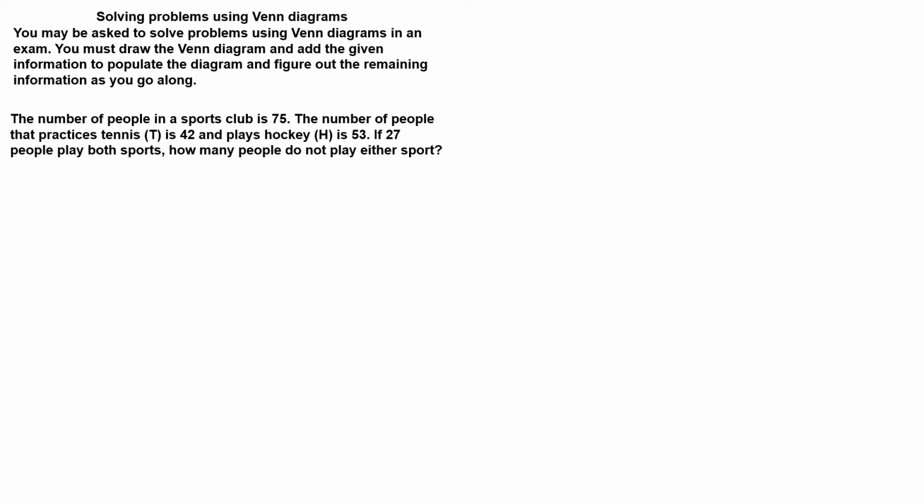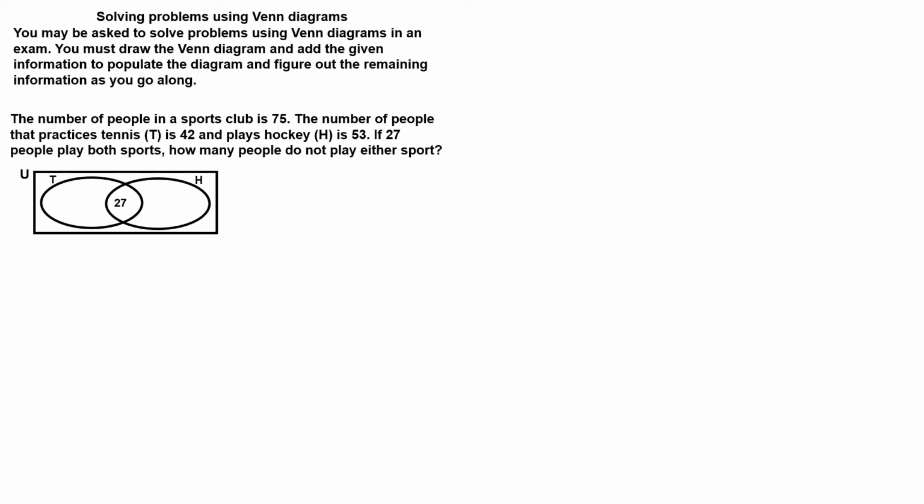Let's draw a Venn diagram to represent the situation described in the problem. Let T be the set of people who play tennis and H the set of people who play hockey. The universal set includes all 75 players. First, we will draw two overlapping circles and notice that the overlapped part belongs to both hockey and tennis. We can place the 27 players who are playing both sports in that overlap.